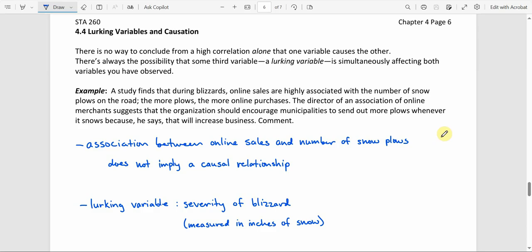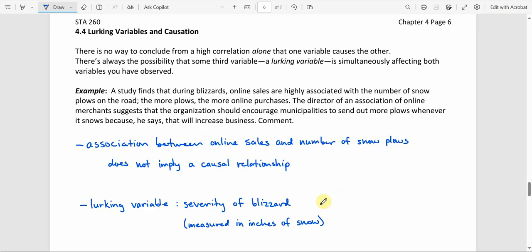There's a lurking variable that is kind of driving both of those things. It's driving more online shopping and more snowplows, because it's certainly not the case that there's a cause and effect relationship, right? It's not that you put out more snowplows that's going to make more people buy things online. The other way around also certainly doesn't work, right? If more people are buying things online, that doesn't make the snowplows come out. Okay, no cause and effect relationship between those two things.